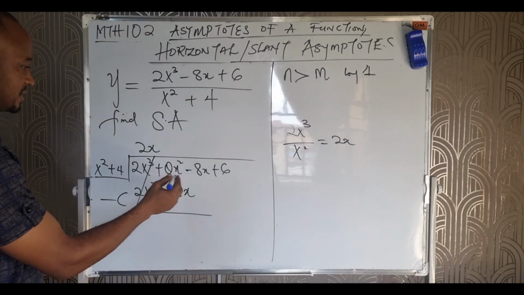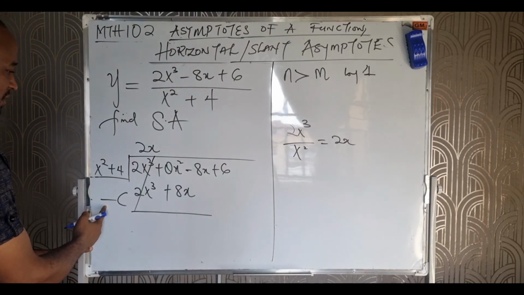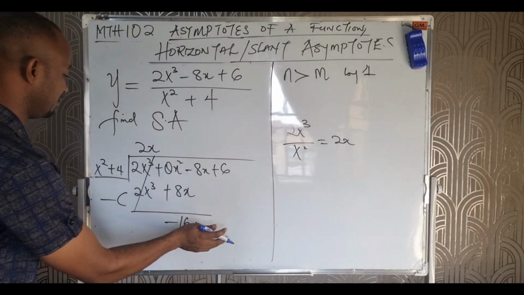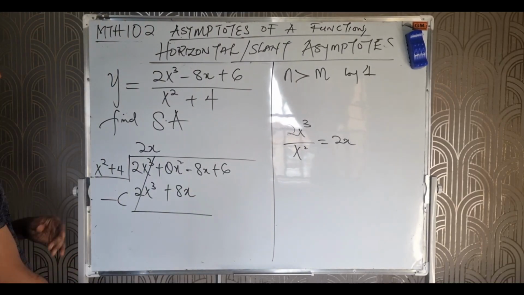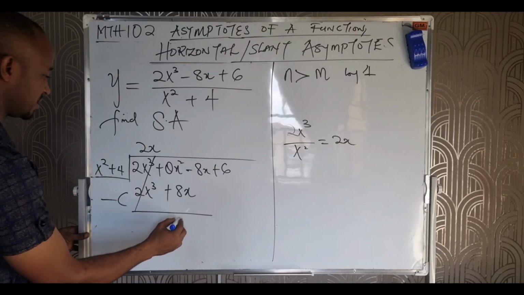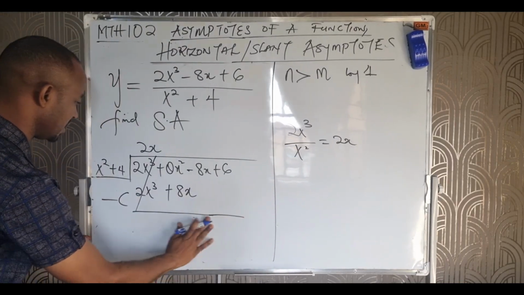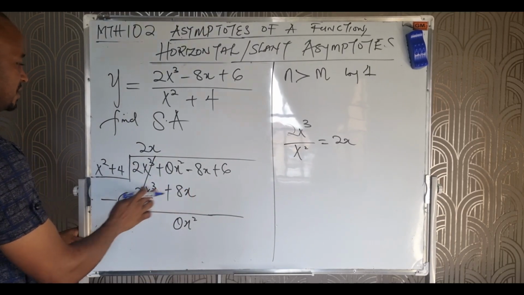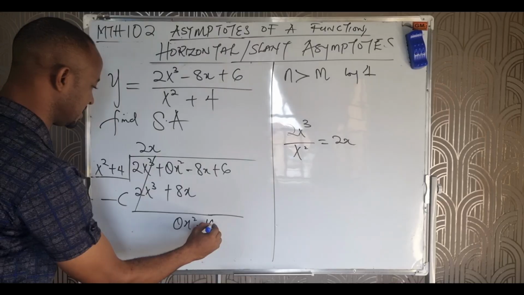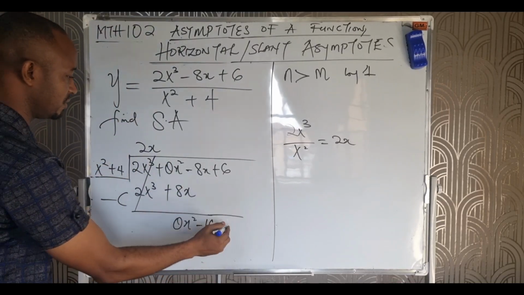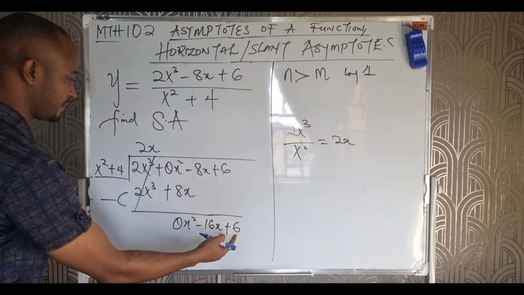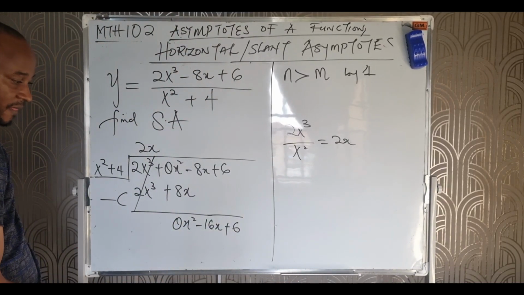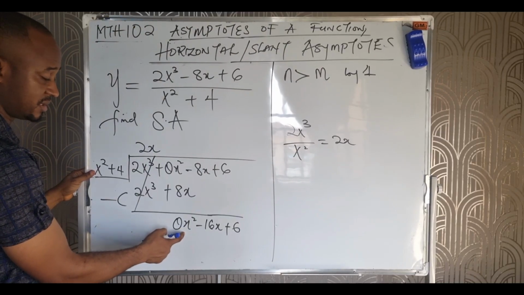Here, we're going to have minus 8s minus 8s, which is minus 16s. Let me bring this down. 0s squared minus nothing is 0s squared. Here we have 0s squared, here we have minus 8s, and minus 8s is minus 16s. Then we bring down the 6, or we say 6 minus nothing is the same as 6. What we notice here is that the degree here is 2.